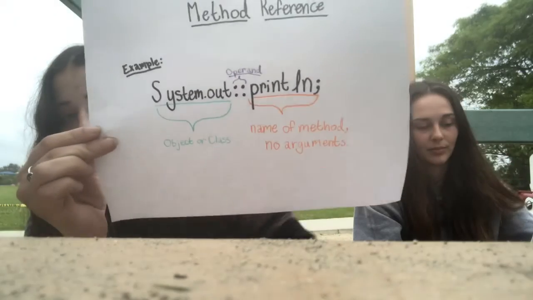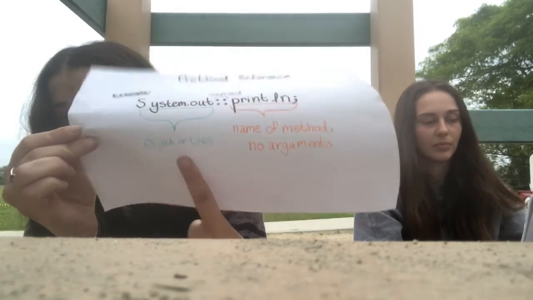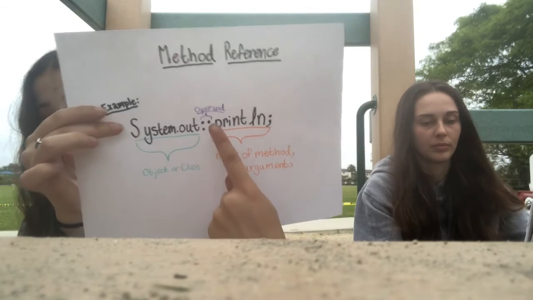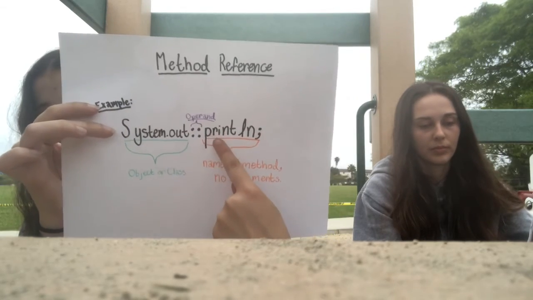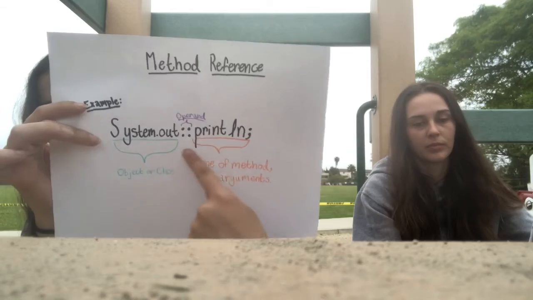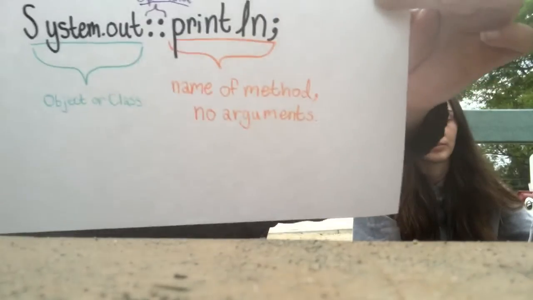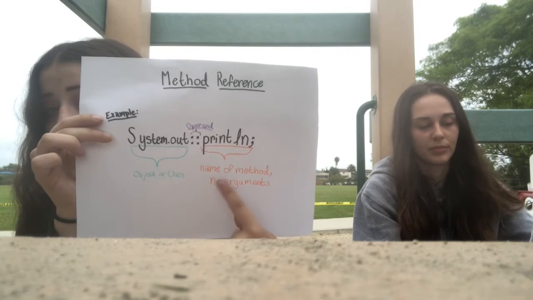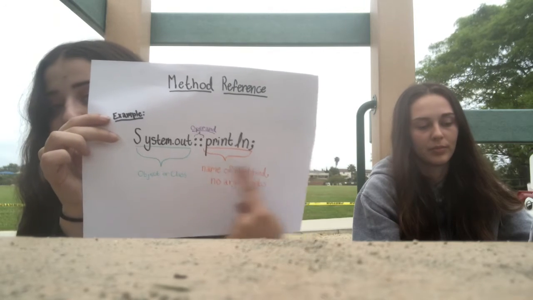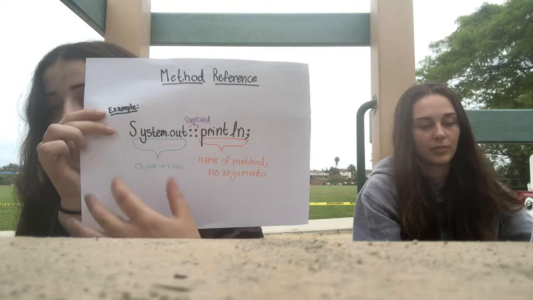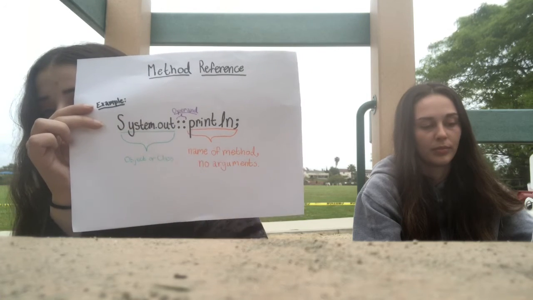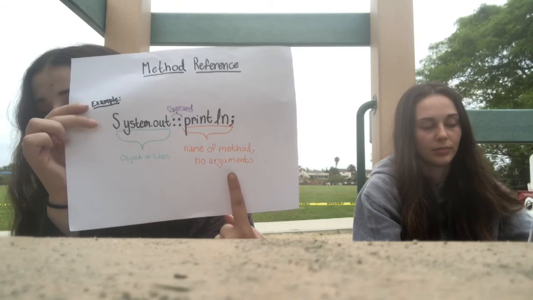So, right here we have the object or class name, and then we have the operand, which is 2 colons right next to each other. And then we have the name of the method that we're calling. So, class name, operand, which is 2 colons, name of the method that we are calling.